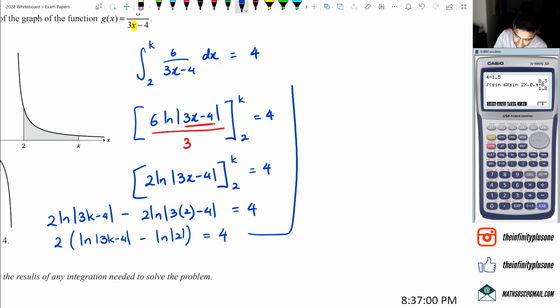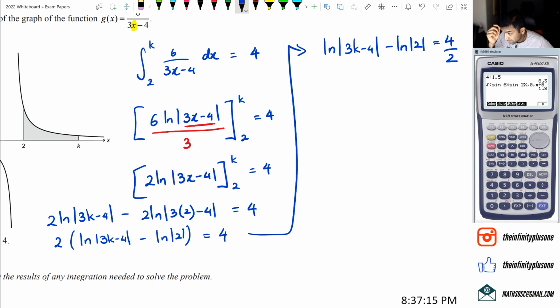So with this in mind, I'm going to take 4 to the other side. And when I take 4 to the other side, I'm going to get ln of 3k minus 4 minus ln of 2 is equal to 4 divided by 2, and I'm going to get 2. So in that case, I've got ln of, I'm going to change this bracket, but I hate writing it in absolute value, but it is what it is, equals 4 divided by 2 is 2, and I've got plus ln of 2.